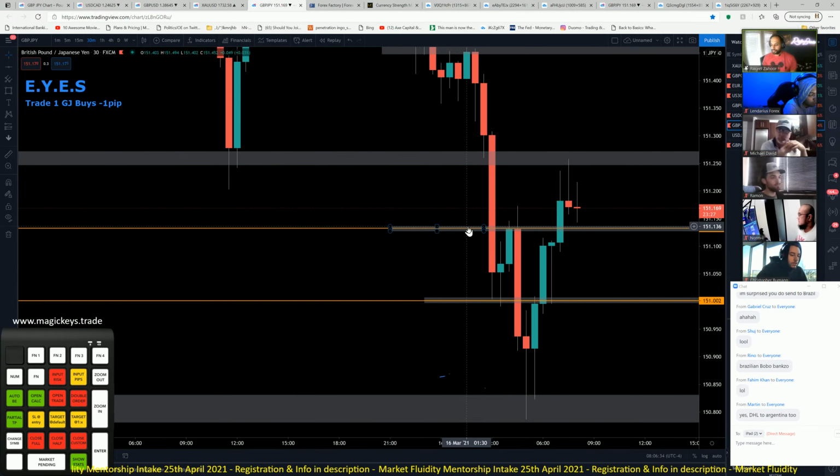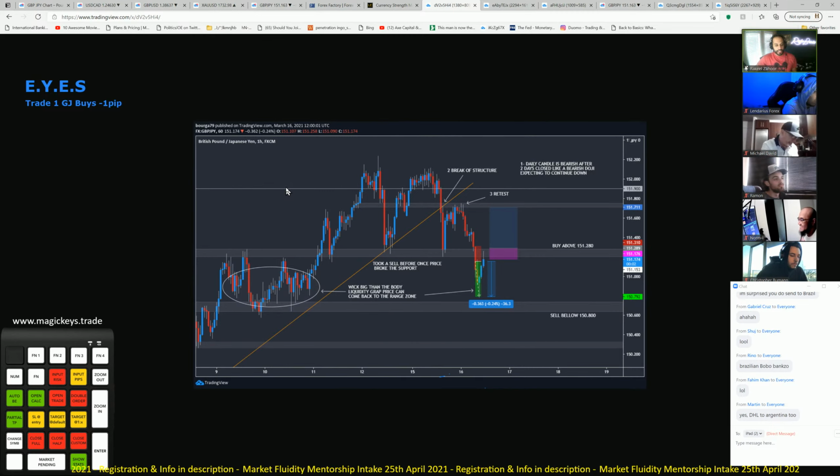All right, let's take a look at this chart over here. Borga Rabi. Let's take a look over here. This is a sell. Took sell before price broke support. Oh, nice. You took this move down in London session. Very nice. Oh, damn. Look at that. Gold tapped into the support and boom, straight up.